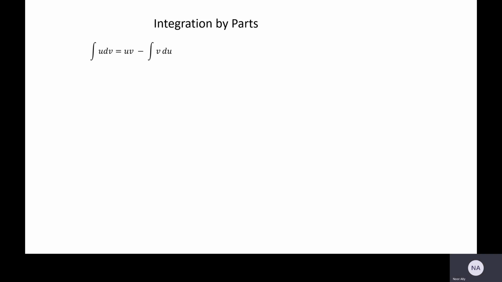In this video, we continue with our integration technique. The next is known as integration by parts, which in some circles is also known as integration of products. Integration of products, you will notice if you look at the left-hand side of this equation, it's a product of U and dV.